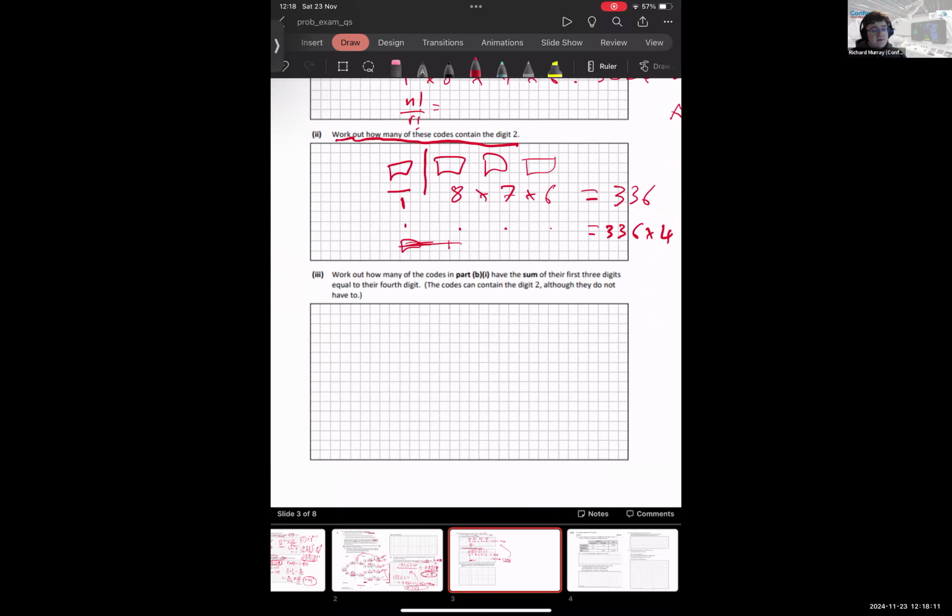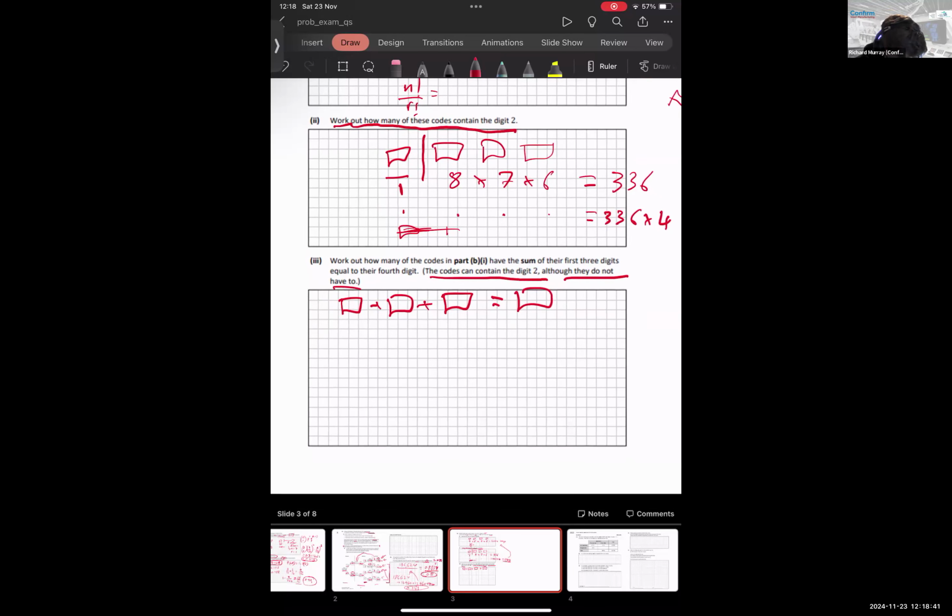Finally, for the last part of this question, we are trying to work out how many of the codes in part B1 have the sum of their first 3 digits equal to their 4th digit. So we want to see how many of those values can have this plus this plus this equal to this. These digit codes can contain the digit 2, though they do not have to. So all that is saying is don't worry about the second part of the question. This is not directly leading on from there, so we can let that bit of info go.